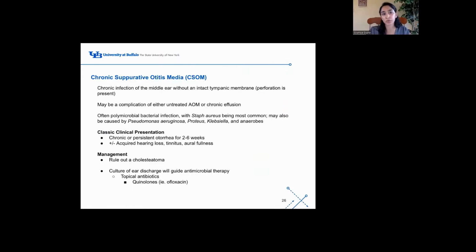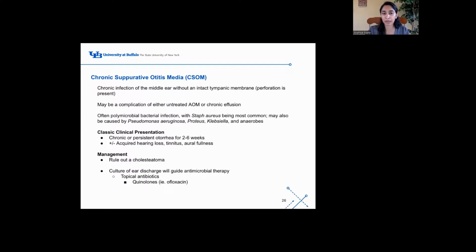So it's chronic suppurative otitis media. It's also sometimes called just chronic otitis media, but in this case, it's a chronic infection of the middle ear without an intact tympanic membrane. So that's key. There is a perforation present. And it may be a complication of either untreated AOM or a chronic effusion.